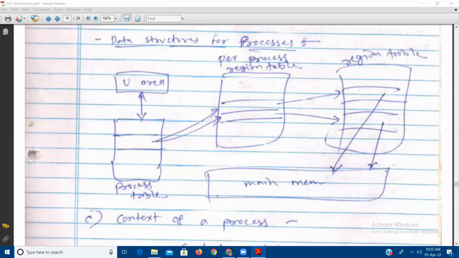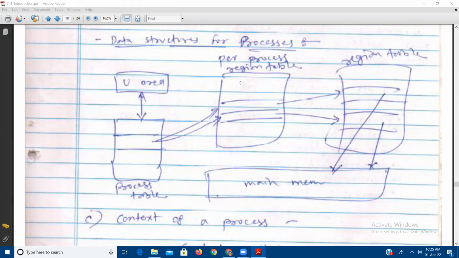So that's why inside this per process region table, three entries will be there. Minimum three entries will be there. One for text region, another for data region, and third for stack region. Actually, stack is further divided into two types of stack, called as a user stack and kernel stack. So user stack is used by the process when it is executing in user mode or in user level, and kernel stack is used by the process when it is executing in kernel mode or in kernel level.